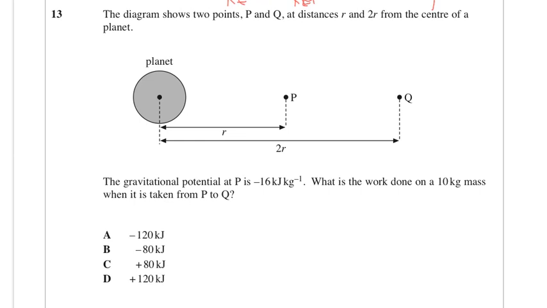The diagram shows 2 points P and Q at distance r and 2r from the centre of a planet. Gravitational potential at P is minus 16. What is the work done on a 10 kilogram mass when it's taken from P to Q?